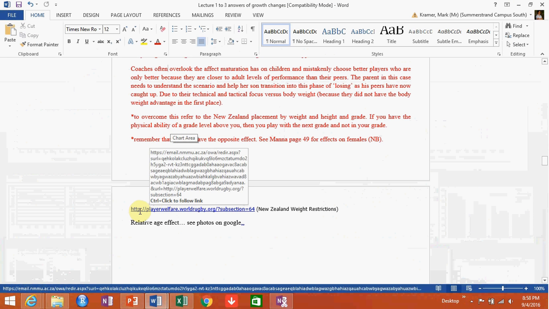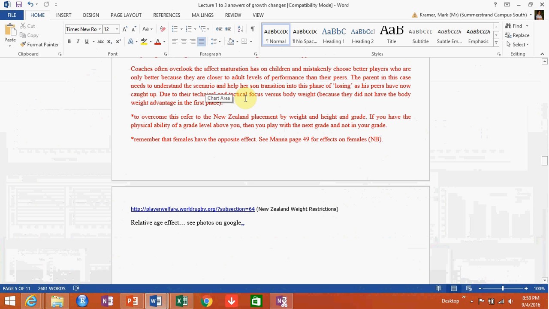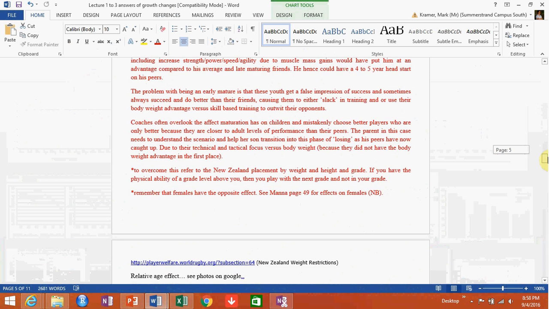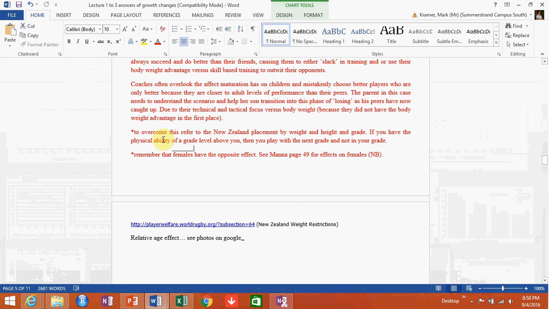Okay. So due to the technical and tactical focus versus body weight, because they did not have the body weight advantage, again taking body weight into account as opposed to focusing on technical and tactical skills, which is what smaller players might do at that age if they do not drop out, where the coach is not aware that the smaller players are also at a disadvantage. But in terms of Gareth, he was an early maturer.